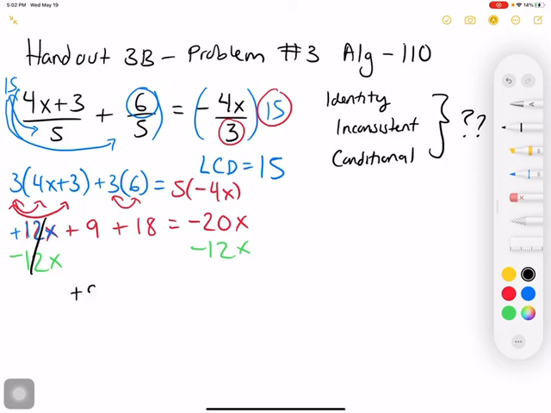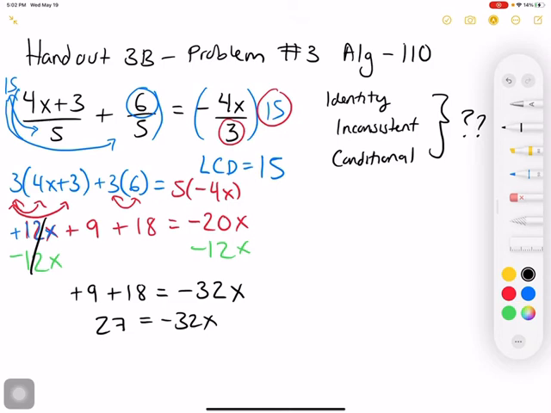All I have on the left is positive 9 plus 18. And on the right side, I'm going to add those two negative numbers, which happens to be negative 32x. Okay, if I combine like terms on the left side of my equation, 9 plus 18, that has to be 27 equals negative 32x.